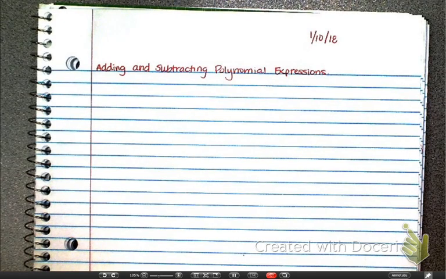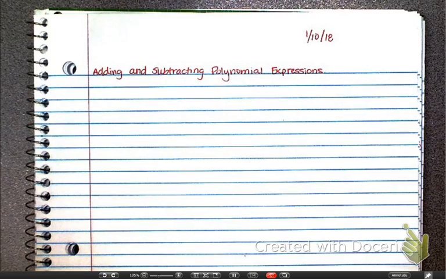Okay, today's lesson is on adding and subtracting polynomial expressions. So first of all, an expression is different from an equation in the sense that it does not have an equal sign. Polynomials are just multiple terms separated by addition or subtraction signs. So what we're doing is essentially what you did in IM1. We are combining like terms.